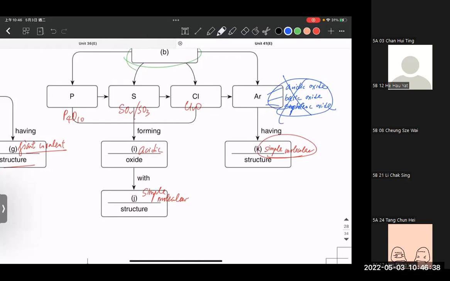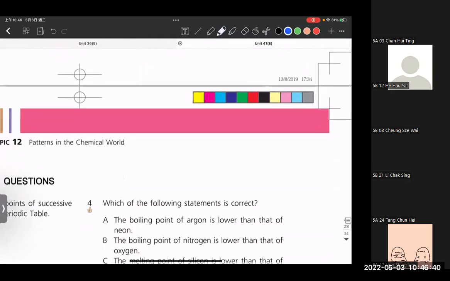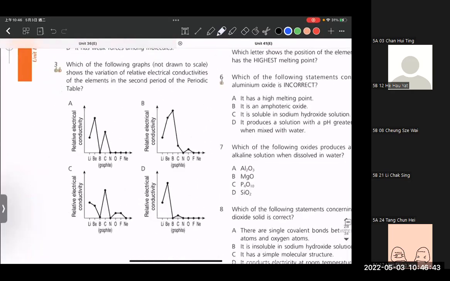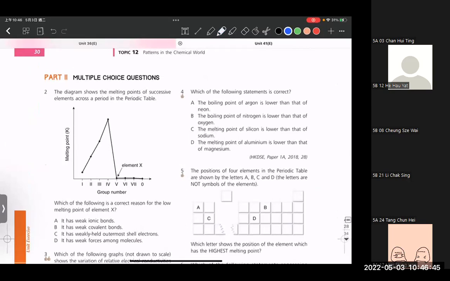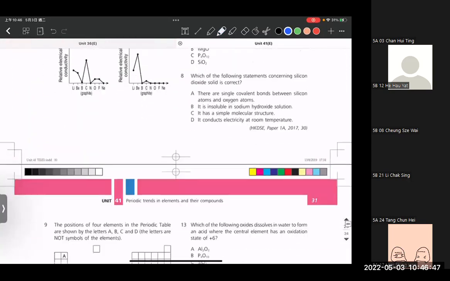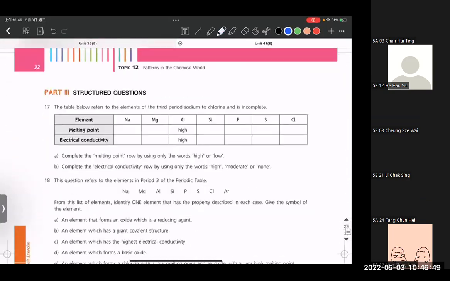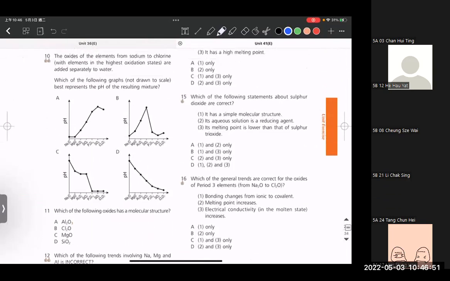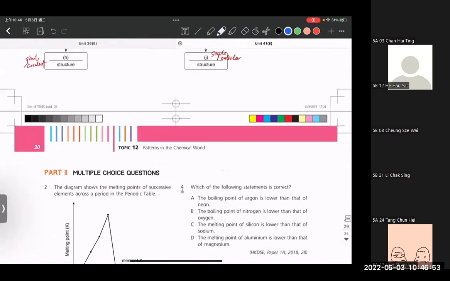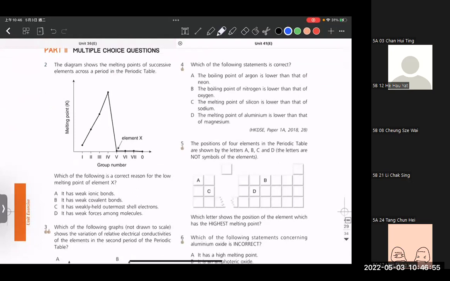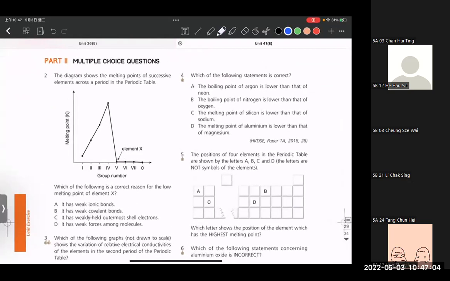So we stop at this part and you will go to the MC, question 2 to question 16. We have got 15 questions. I'd like to post the Google form to all of you. Please have a try on that. Please finish your questions and submit through the Google form. I will check the answers with you.